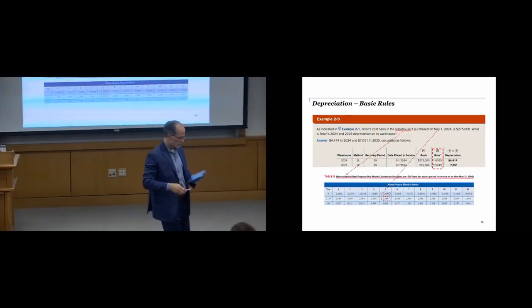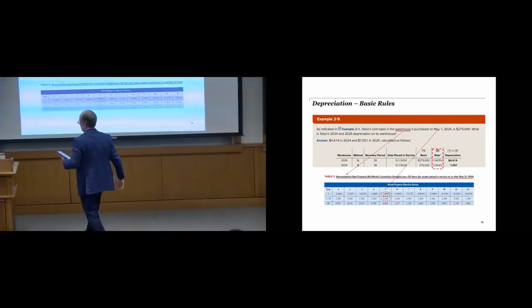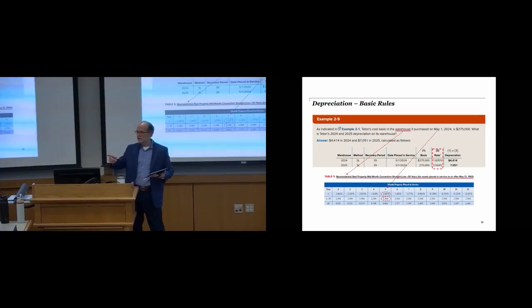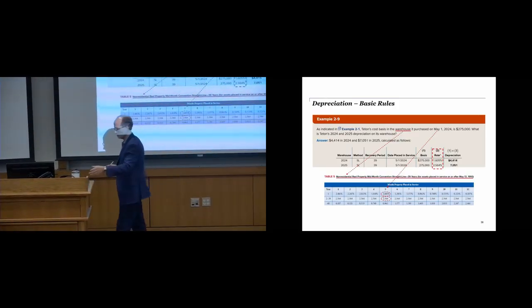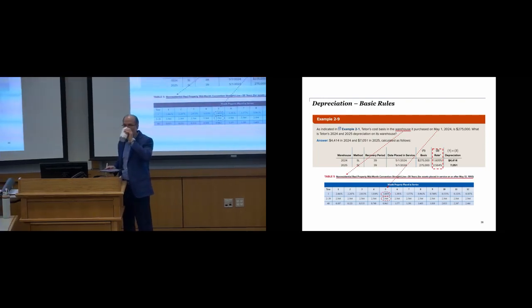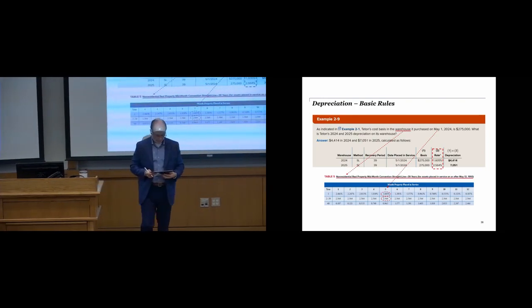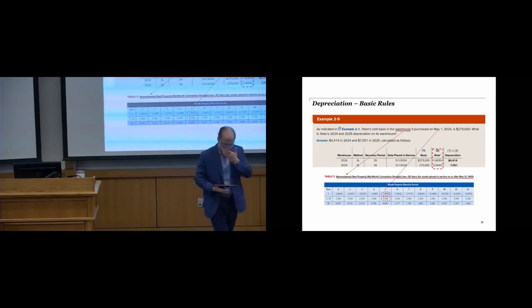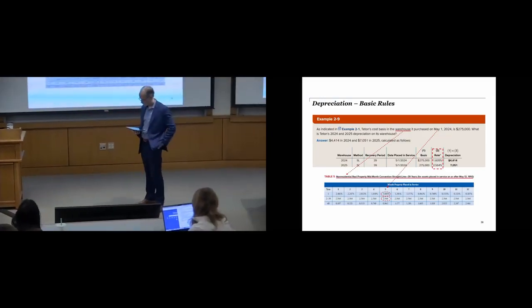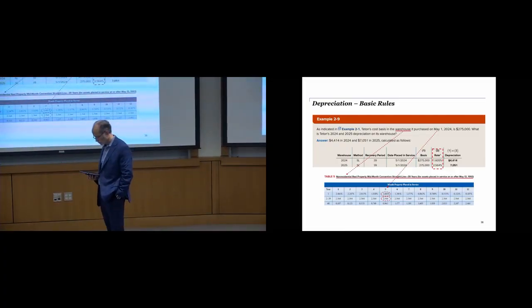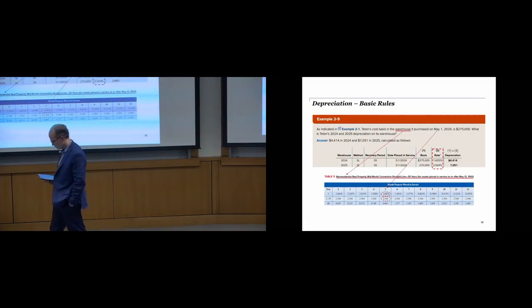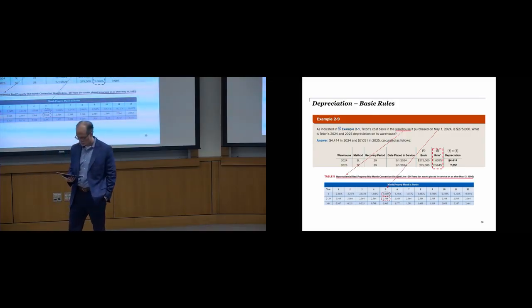So let's do some examples. 2-9, Marissa? Yeah, so looking at this example, as indicated in one of the other examples, Teton's cost basis in the warehouse it purchased on May 1st, 2024 is $275,000. What is Teton's 2024 and 2025 depreciation on its warehouse? And so we're using the table that's below to calculate.